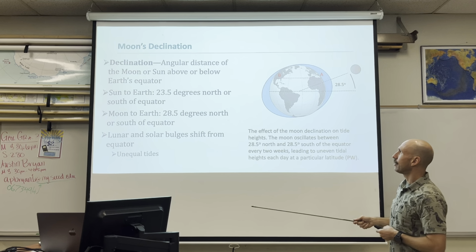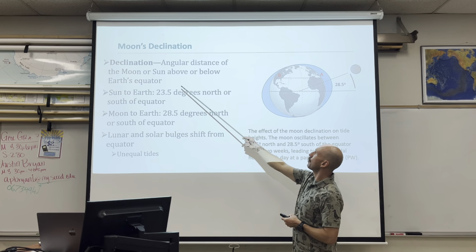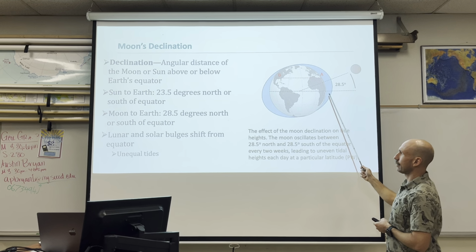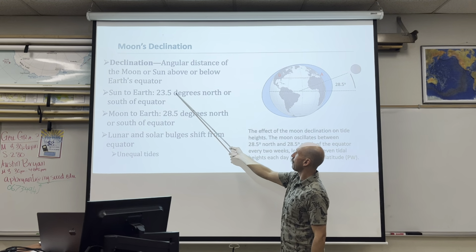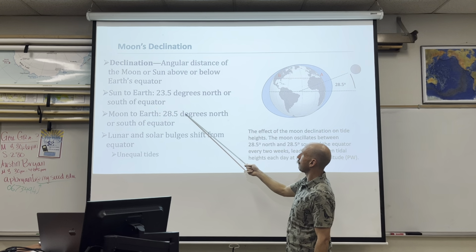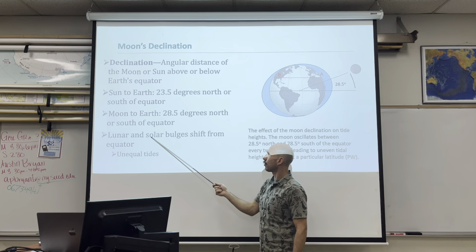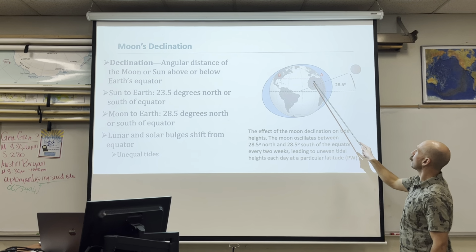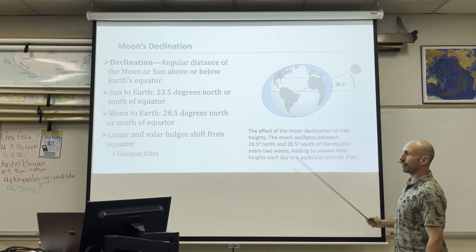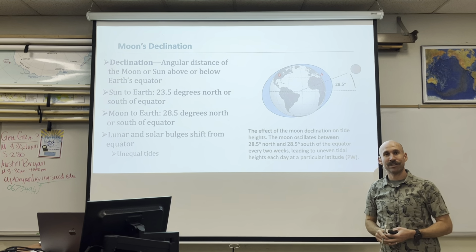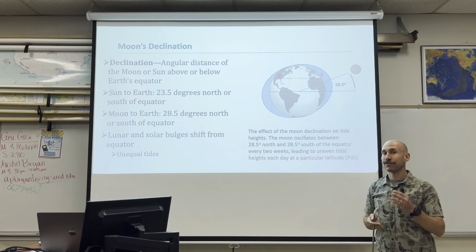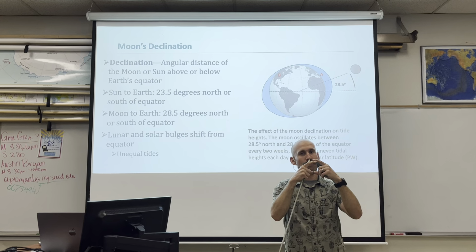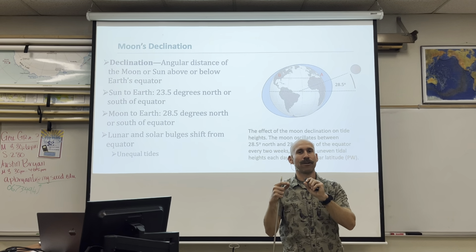Now, you bring in the angular distance of the moon or the sun above or below Earth's equator, which changes. Sun to Earth, it's 23.5 degrees. Moon to Earth, it's 28.5 degrees. So the lunar and the solar bulges shift from the equator up to 28.5 degrees, up to 23.5 degrees, causing unequal tides. So more factors, more variables. It's more complex than, oh, the gravity of the moon stretches out the oceans, and we rotate in and out twice a day.